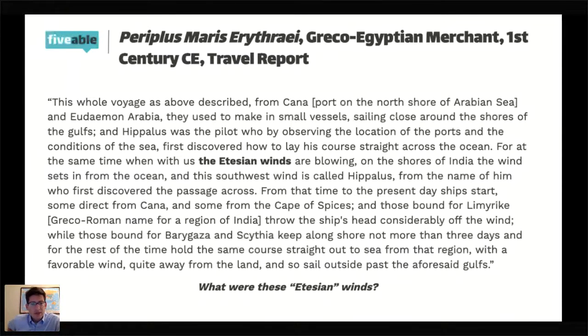the passage across. From that time to the present day, ships start, some direct from Cana, some from the Cape of Spices, and those bound for Limericky, which is just a name for a region in India. I had to look that one up, guys. They throw the ship's head considerably off the wind, while those bound for Scythia and Baragaza keep along the shore not more than 3 days, and for the rest of the time hold the same course straight out to sea.